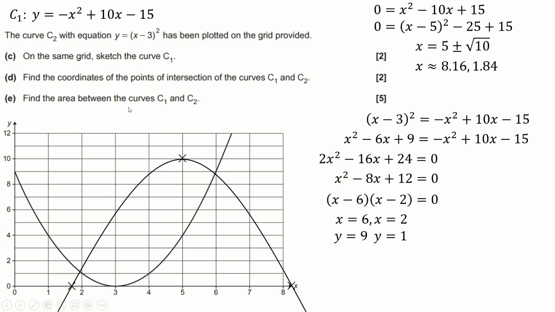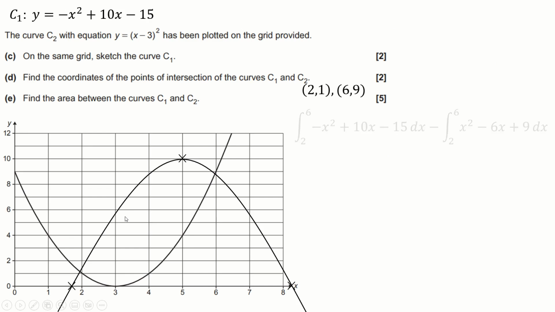Those are the two solutions. And then find the area between the curves. So we need to integrate the top curve, which is the upside down one, between 6 and 2, and then integrate the bottom curve again between 6 and 2, and just take away the second result from the first. So just to clarify, it's integrating the upside down one between 6 and 2, take away the other one between 6 and 2.